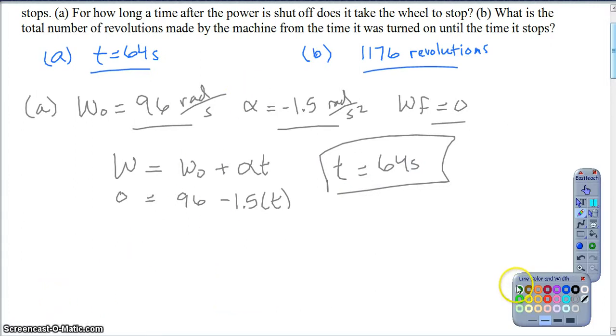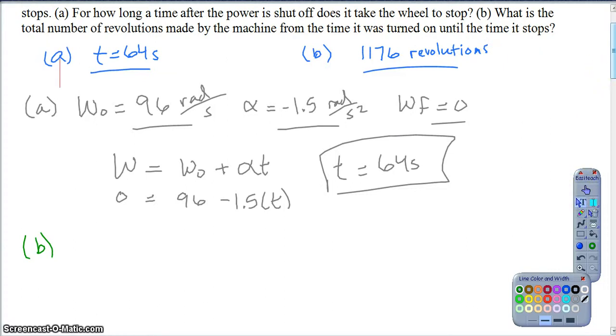So then for part B, again, really not anything too difficult. The only tough part is there's really kind of 3 stages in motion. They ask us how many revolutions was the total number of revolutions made by the machine from the time it's turned on until the time it stops.